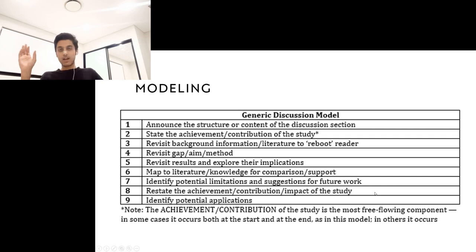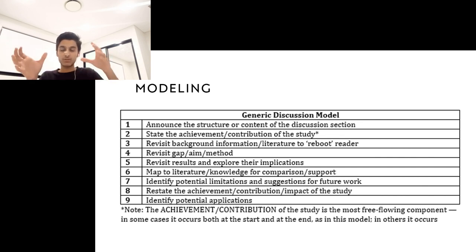Next. Okay, how do you model your discussion? There are 9 key things. Announce the structure or content of the discussion section. State the achievement or contribution of the study. Revisit background information, literature, to reboot the reader. That's another reason why you want background information. Revisit gap in method, so why you did the research. Revisit results and explore their implications. We've talked about this. Map to literature.